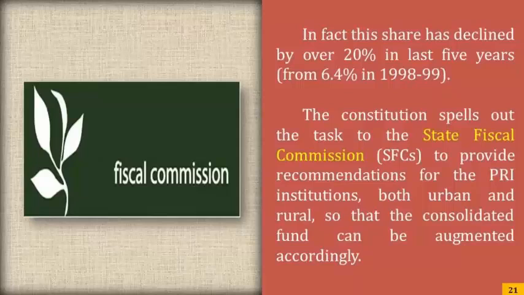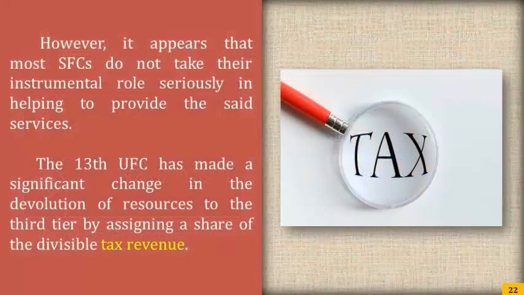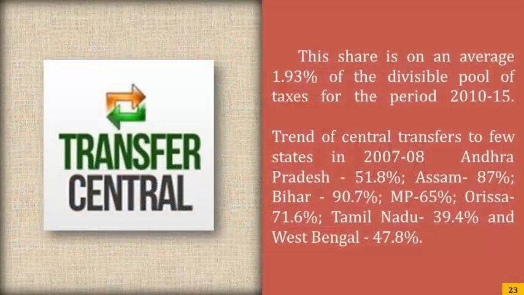The Constitution spells out the task to the State Finance Commissions (SFCs) to provide recommendations for the PRI institutions, both urban and rural, so that the consolidated fund can be augmented accordingly. However, it appears that most SFCs do not take their instrumental role seriously in helping to provide the said services. The 13th UFC has made a significant change in the devolution of resources to the third tier by assigning a share of the divisible tax revenue. This share is on an average 1.93% of the divisible pool of taxes for the period 2010-15.